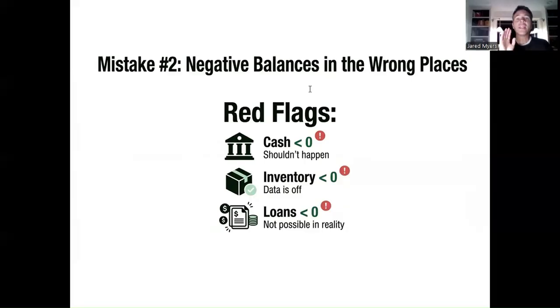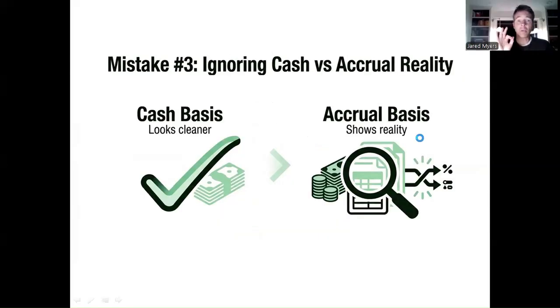Mistake number two, negative balances in weird places. Cash shouldn't be negative. Inventory shouldn't be negative. Loans definitely shouldn't be negative. If they are, that's not advanced accounting. That's a mistake. Mistake number three, ignoring cash versus accrual differences. This one confuses people constantly. On cash basis, your balance sheet may look cleaner. On accrual, it shows reality. So if you switch, your numbers change a lot. That's not an error. That's your business telling you the truth.